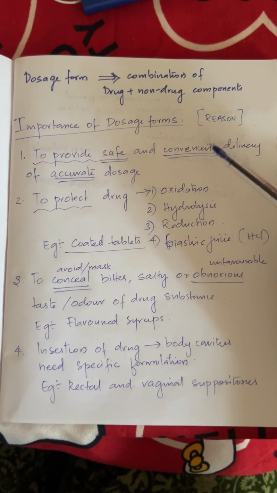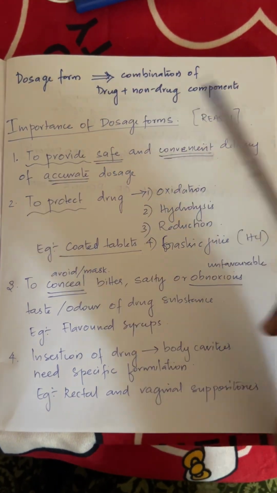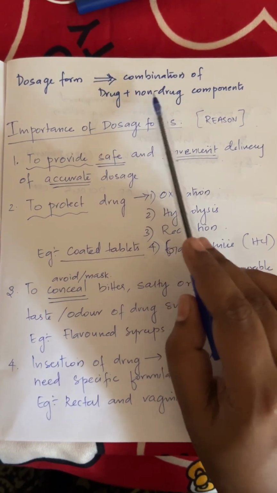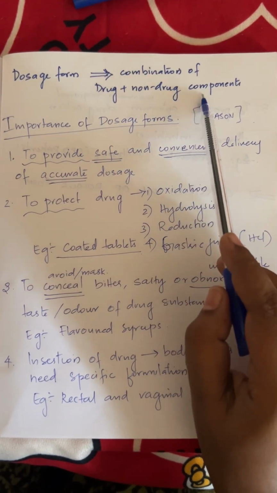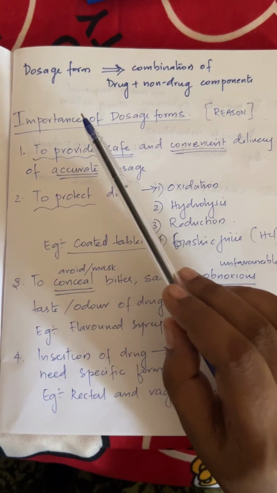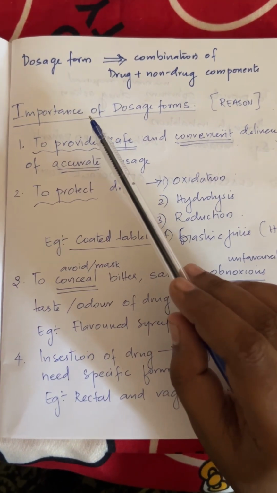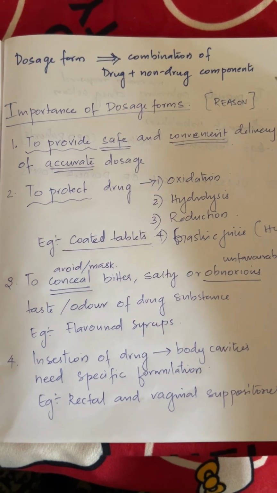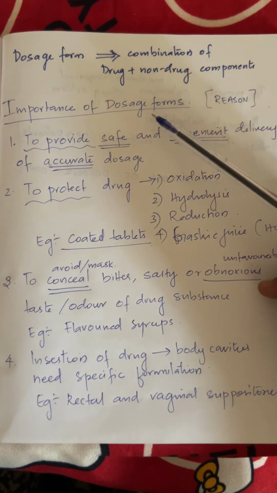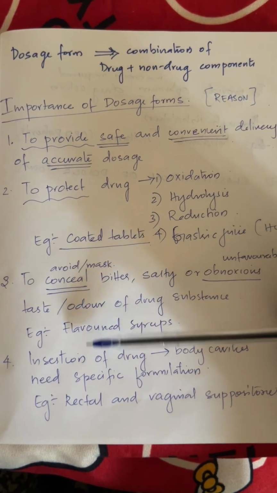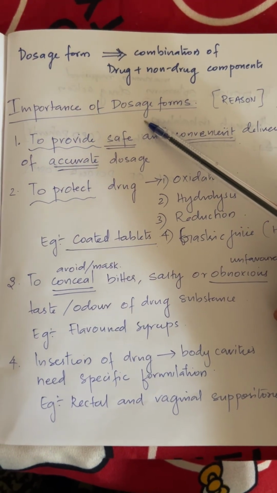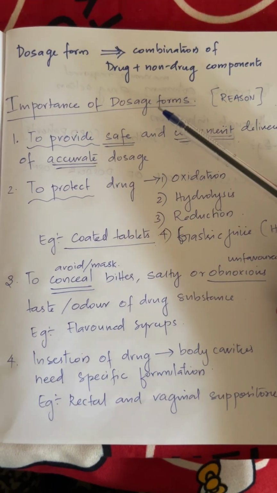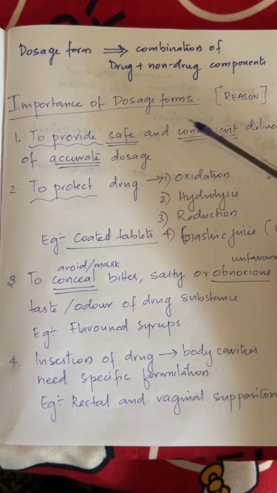So now we can move to the second part of it. As I said, the dosage form is the combination of drug and the non-drug components together. So now we can understand what is the importance of dosage forms. That means the reason behind it. So there are certain points that show why it is important to make different dosage forms instead of drugs we use in a pure state.